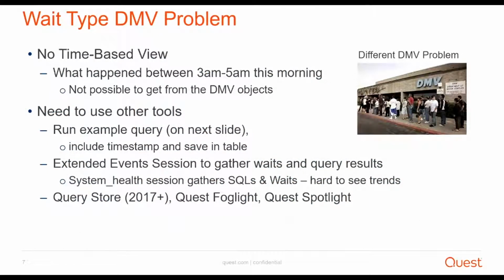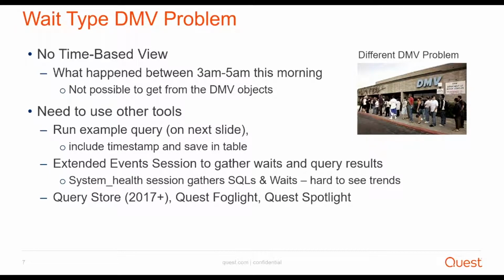Okay, wait type. The problem with DMVs is they're not time-based views. They're since the system startup or since the view was last flushed. So you can't go back in time. You can't say, what happened between 3 a.m. and 5 a.m. this morning? It's not possible with the DMV objects.